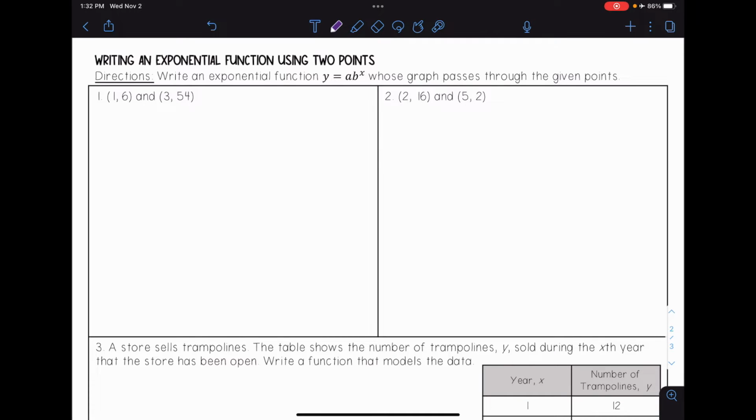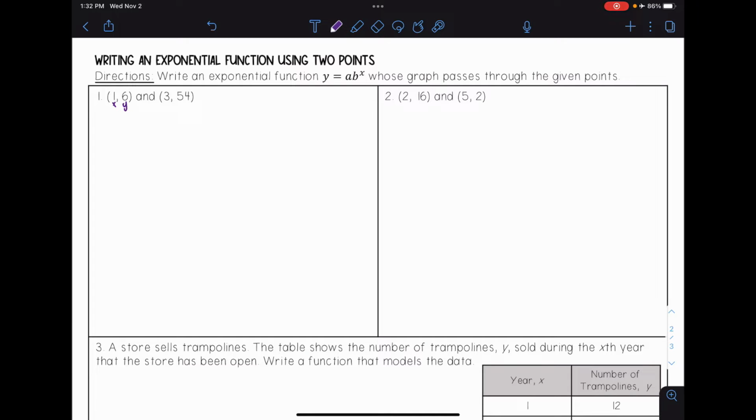In this video, we'll be looking at writing an exponential function using 2 points. So we're going to write an exponential function y equals ab to the x whose graph passes through the given points. So number 1, I have the points (1, 6) and (3, 54). Remember with points, my first number is my x coordinate and my second is my y.